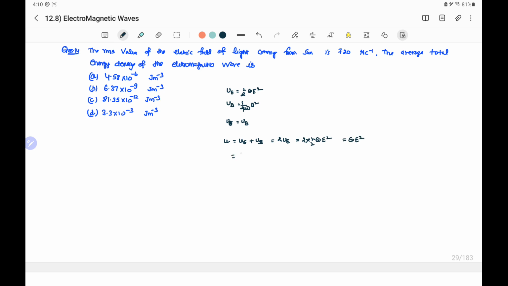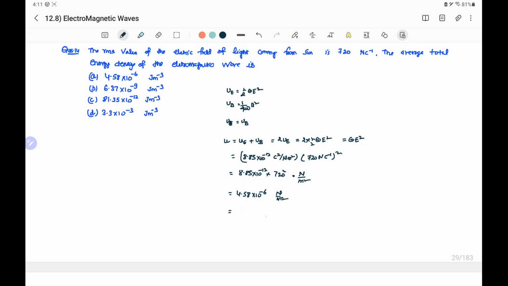Now to find this value, we have to substitute the value of epsilon naught. This is 8.85 into 10 raised to the power minus 12 Coulomb square by Newton meter square, and then the electric field, it is given that it is 720 Newton per Coulomb. So on simplifying, it will be 8.85 into 10 to the power minus 12 into 720 square, and in terms of unit, this will be equal to Newton per meter square. Hence, on simplifying, we will have it is 4.58 into 10 to the power minus 6 Newton per meter square.